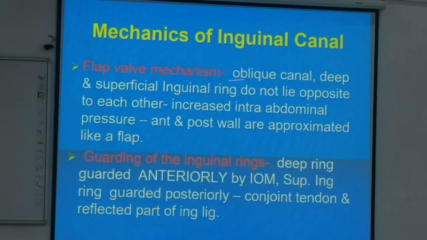Flap valve mechanism: the canal is an oblique canal, and the deep and superficial inguinal rings do not lie opposite to each other. During increased intra-abdominal pressure, the anterior and posterior walls are approximated like a flap, and that is known as flap valve mechanism. Okay. Next is guarding of the inguinal rings. The deep ring is guarded anteriorly by the internal oblique muscle, and the superficial ring is guarded posteriorly by the conjoint tendon and reflected part of the inguinal ligament that prevent herniation. Okay.